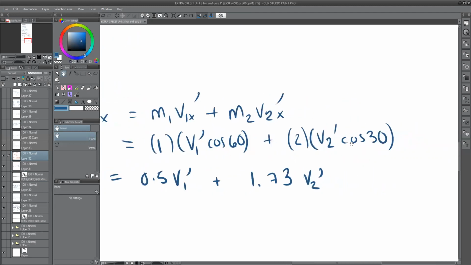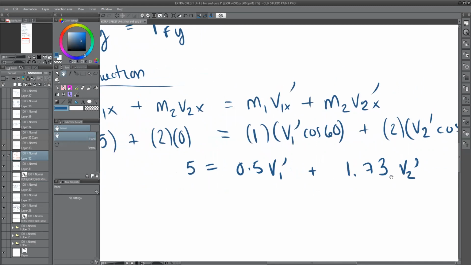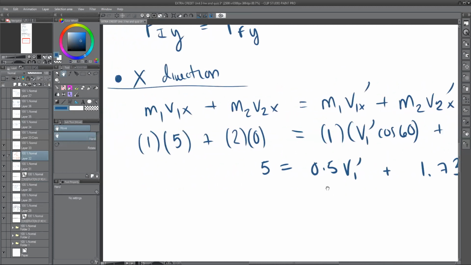And same goes for here. You calculate cosine of 30 times 2, and you get 1.73, and you bring down this V2 final, and you get this equation. So we're not going to touch this equation yet. We're going to use this equation later on. So this is for the x direction.